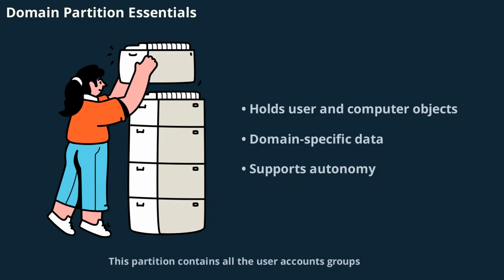The domain partition is where the day-to-day action happens. This partition contains all the user accounts, groups, and computer objects that belong to a specific domain. Each domain in the forest has its own domain partition, which means changes in one domain's objects don't automatically affect others. This separation supports autonomy and security, allowing each domain to manage its own resources independently.